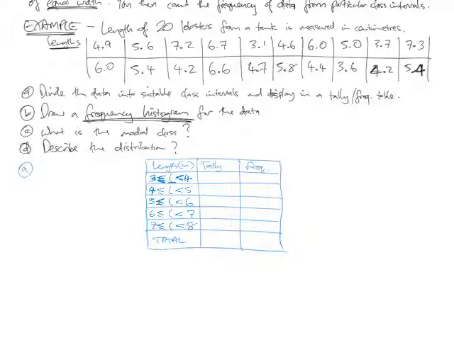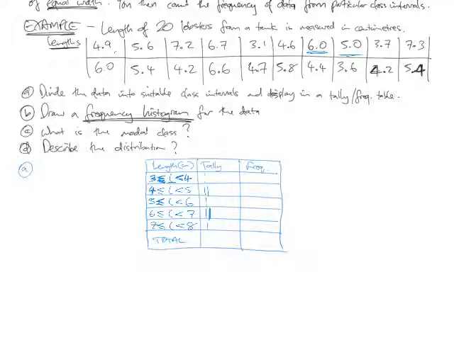Now we can tally them up. 4.9 is between 4 and 5. 5.6 is between 5 and 6. 7.2 is between 7 and 8. 6.7 is between 6 and 7. 3.1 is between 3 and 4. 4.6, 6. That's exactly 6 here, so that would be included in this class interval, because that's inclusive of 6.